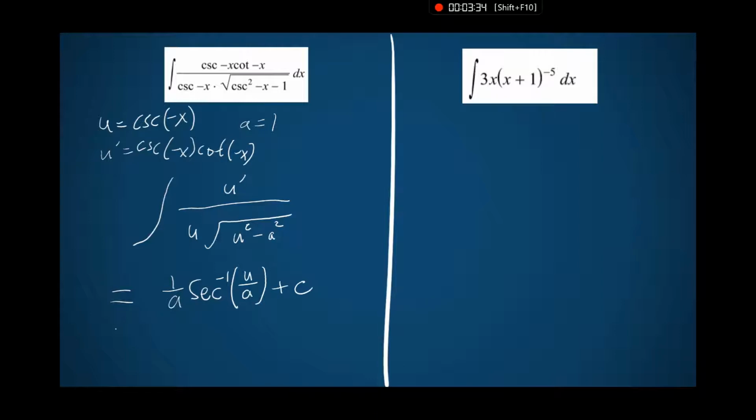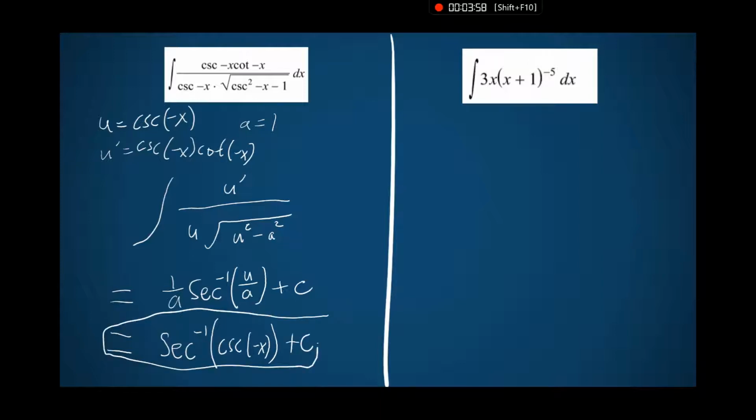Yeah. So that's 1 over 1, and then arc secant, and then inside is cosecant minus X over A. Awesome. And because A is 1, I'm not going to write the over 1, but looks good. Okay, how about this one on the right?